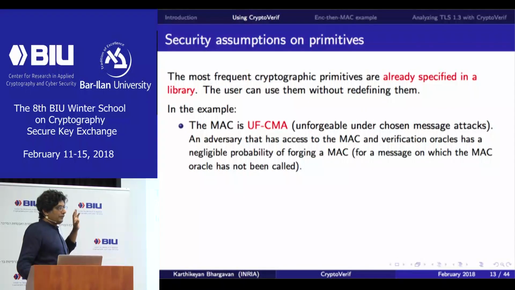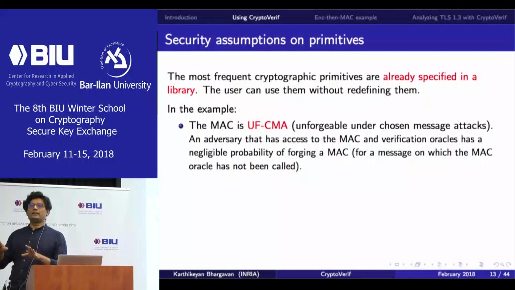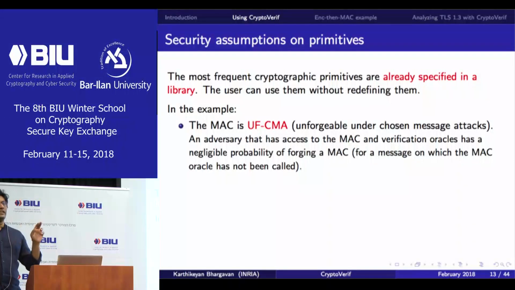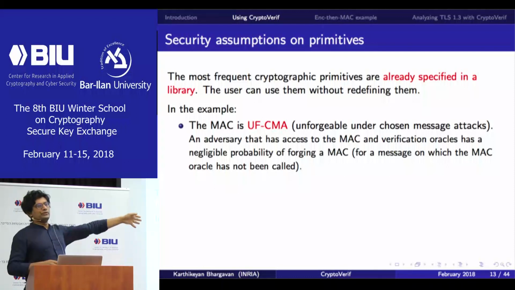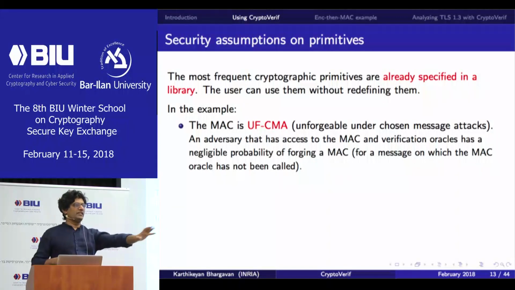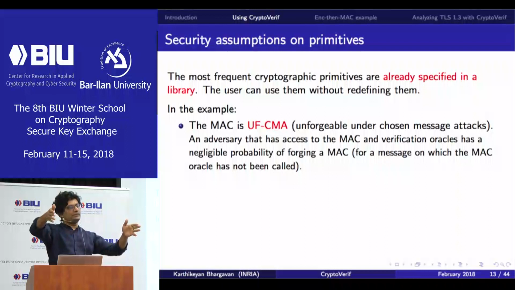All right. So before we start proving the secrecy of K prime, we need to say what the assumptions are. The most commonly used assumptions for many of these crypto proofs are already there in the CryptoVerif default library, so you don't really have to redefine them. You can just say, I want to use UFCMA, and for these three functions, Mac, verify, and kgen, just apply the UFCMA assumption for those.